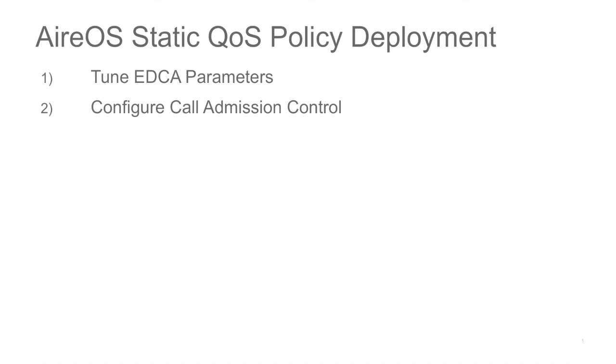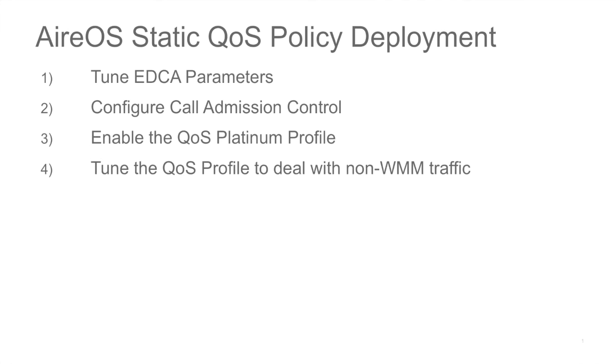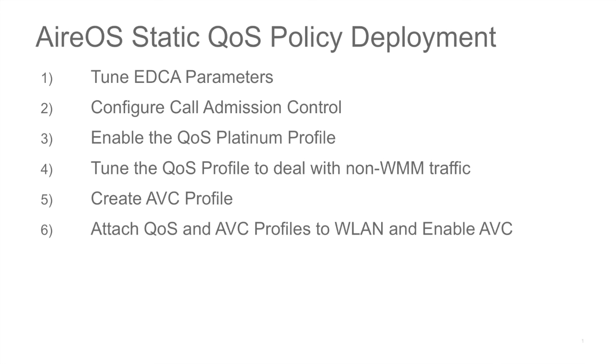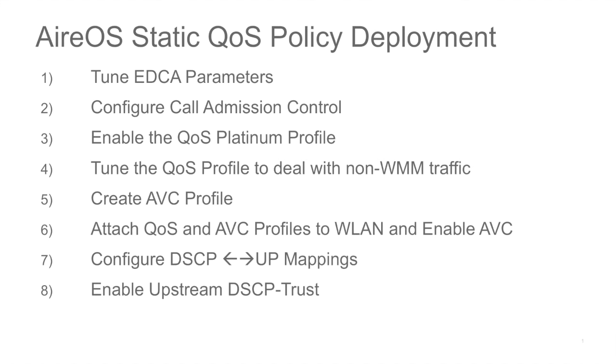You may need to configure call admission control. You certainly will want to make sure you're using the Platinum profile, and then you'll want to tune that profile to make sure that non-WMM traffic is given the lowest priority and doesn't interfere with your high priority traffic. You'll then want to create the AVC profile to make sure you're identifying and correctly marking those important applications. And then you will attach that AVC profile to your wireless LAN and enable it. Then you will want to look at your DSCP to UP mappings to make sure they are correct and follow best practices. And lastly, you want to ensure that you're trusting DSCP in the upstream direction.